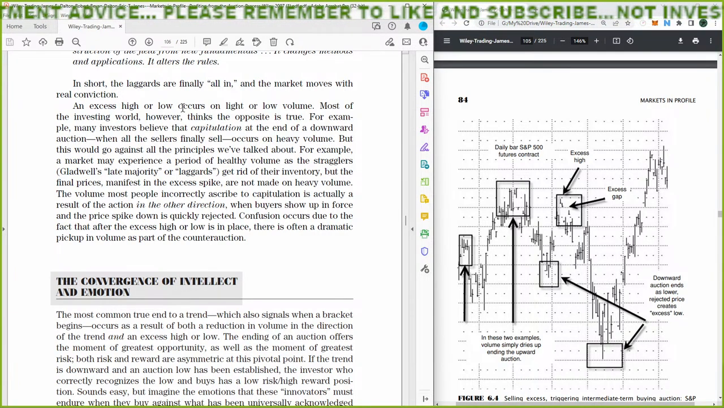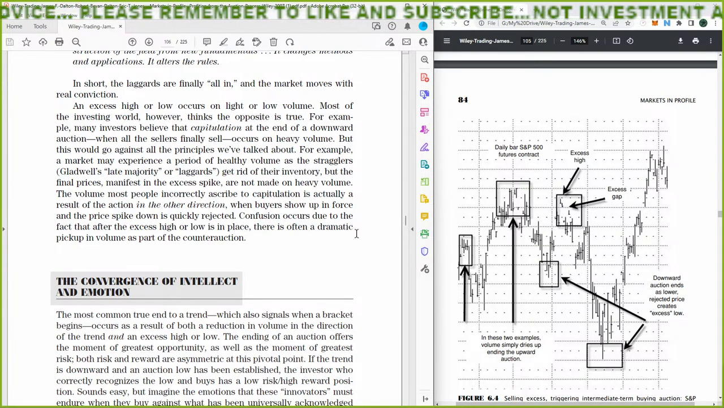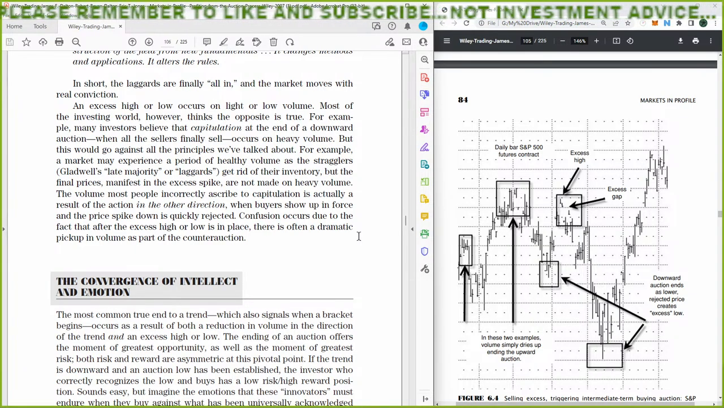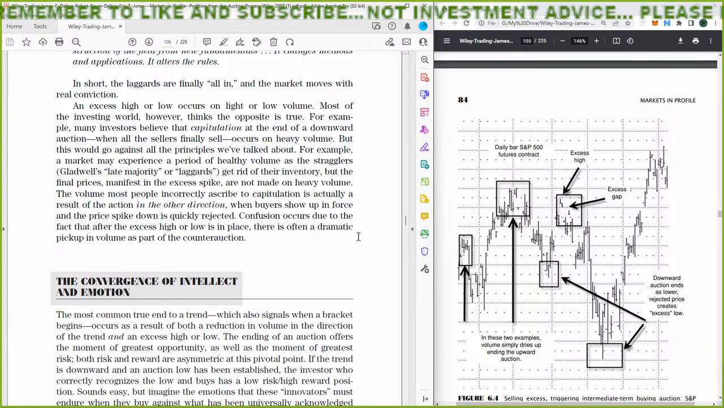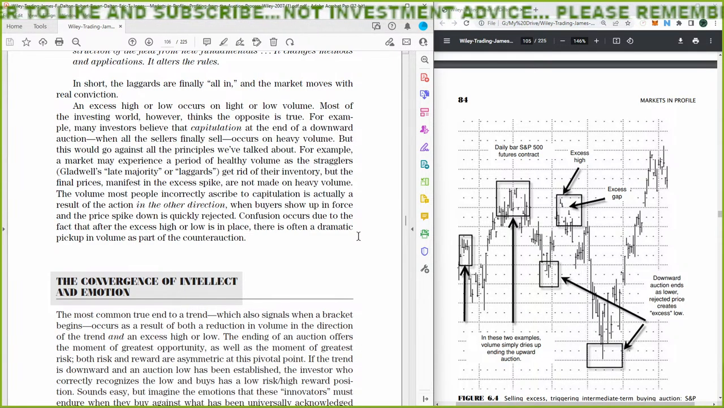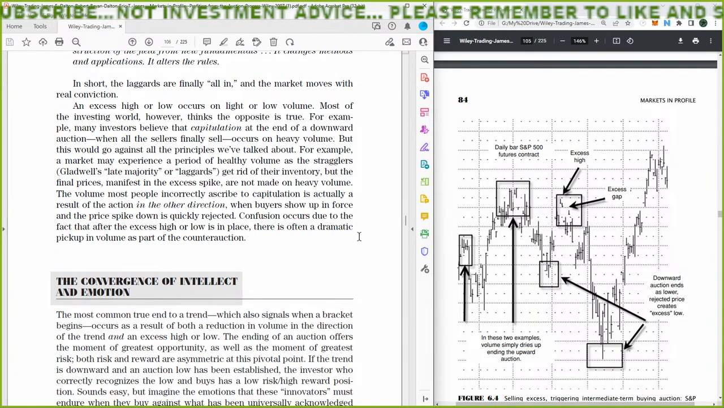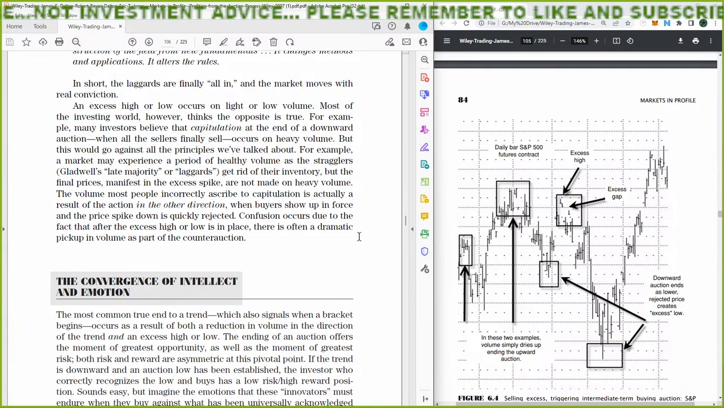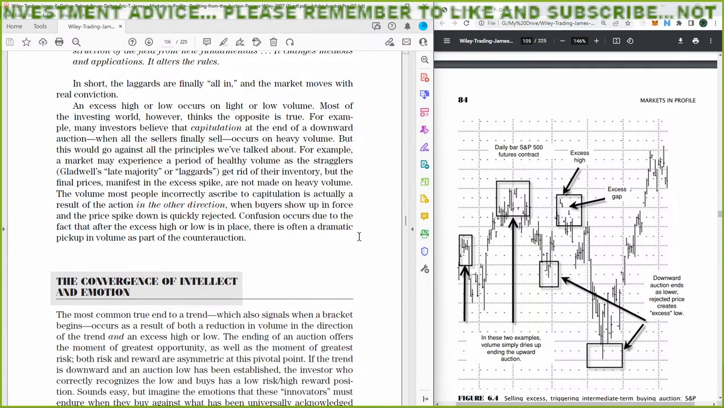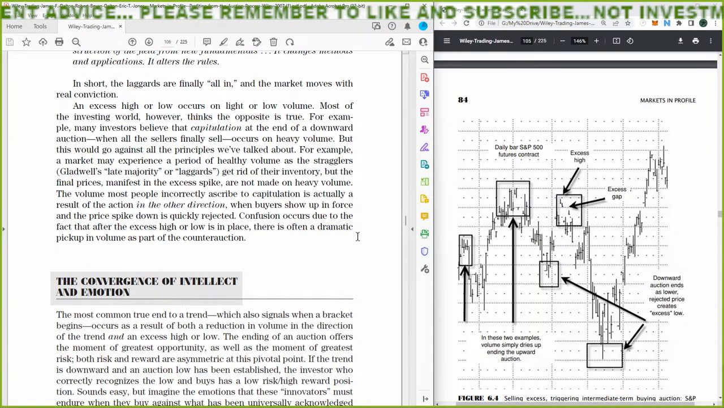An excess high or low occurs on light or low volume. Most of the investing world, however, thinks the opposite is true. For example, many investors believe that capitulation at the end of a downward auction, when all sellers finally sell, occurs on heavy volume. But this would go against all the principles we've talked about.